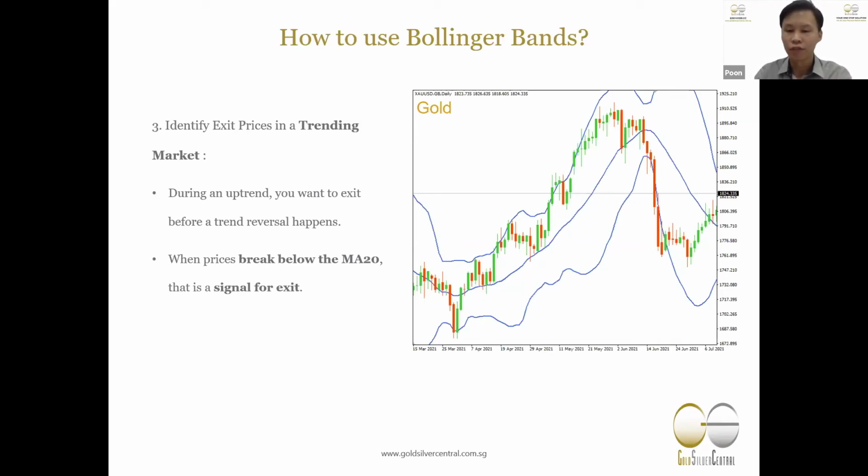As shown in this graph, let's say you buy your gold here in May, and when June comes, you saw that prices broke below the moving average 20, and the Bollinger Band starts to squeeze together. That should be your call to sell your gold, which turns out to be a good decision because it was a trend reversal and prices moved down quite substantially after that.